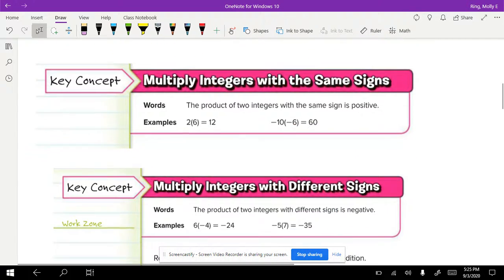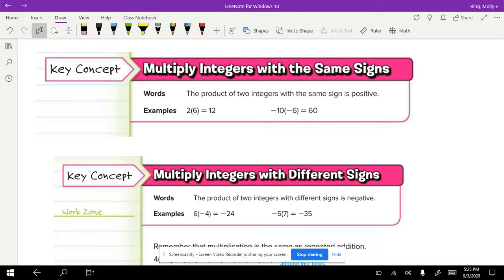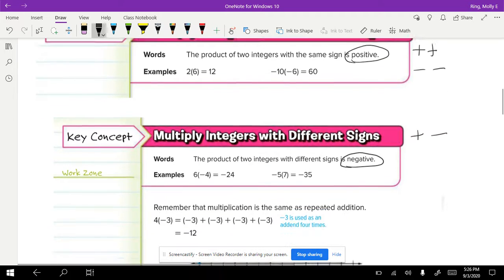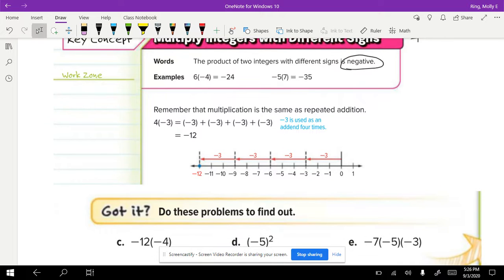Which then goes into here the rules. When you multiply integers with the same signs, 2 positives or 2 negatives, the answer is always positive. When I multiply numbers with different signs, one is a positive and one is a negative, my answer is always negative. I always multiply like normal, I just need to watch the signs.